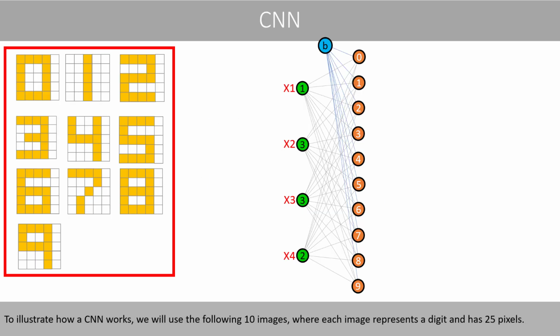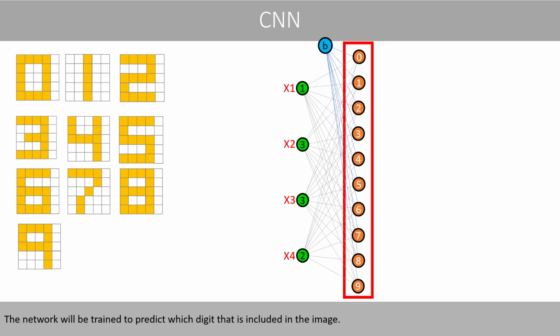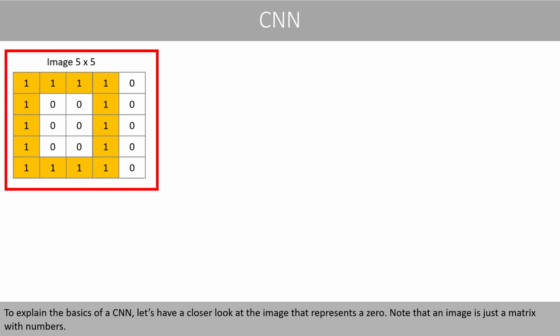To illustrate how a CNN works, I will use the following 10 images, where each image represents a digit and has 25 pixels. The network will be trained to predict which digit that is included in the image. To explain the basics of a CNN, let's have a closer look at the image that represents a 0. Note that an image is just a matrix with numbers.